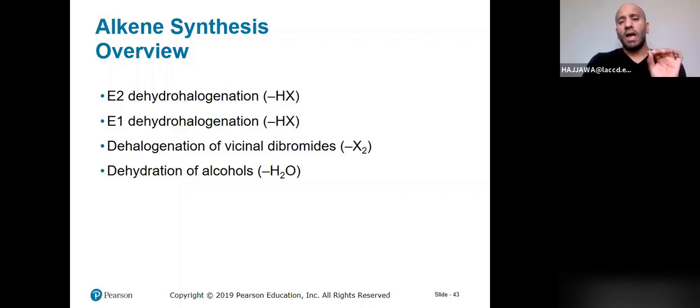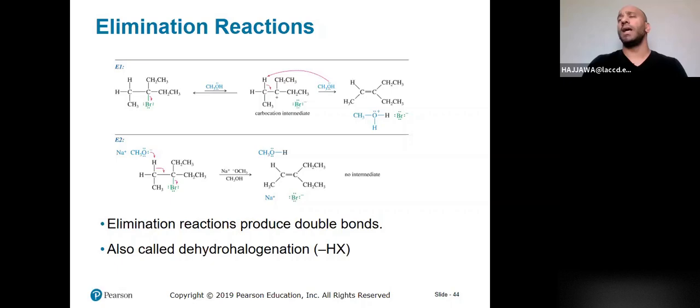The dehalogenation of vicinal dibromide is also another way we could make alkenes. This will be discussed in a later chapter. So in this chapter, we'll be discussing the other three routes, starting with the alkyl halide approach.